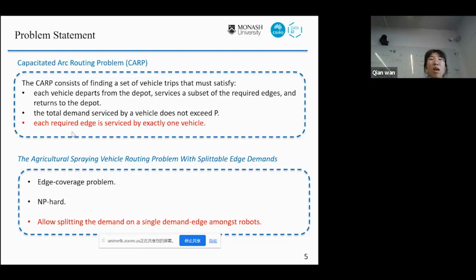The capacitated arc routing problem is NP-hard. Our agricultural spraying vehicle routing problem with splittable edge demand is also an edge coverage problem and NP-hard. But the difference is we allow splitting the demand on a single demand edge among robots.